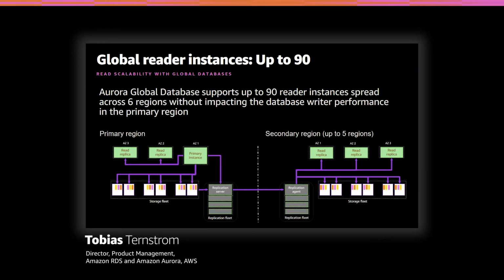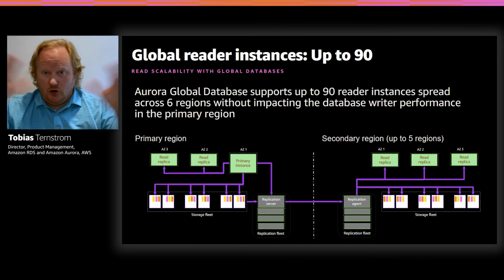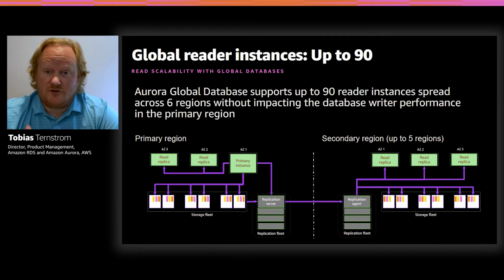Okay, so what about read replicas in Global Database? Well, across the 6 regions, so the primary region and the 5 secondary regions, we support up to 90 read replicas, which means you can have a very large read throughput globally across a single global database copy.